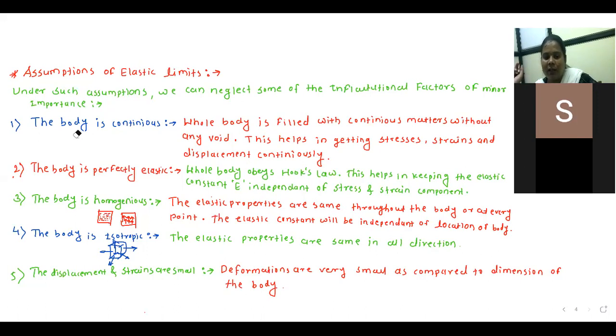Then the third assumption, the body is homogeneous. Already we have studied the property of homogeneity. Homogeneous means elastic properties are same throughout the body or at every point. And isotropic means elastic properties are same in all directions. Displacement and strains are small because our deformation is very small as compared to the dimension. That's why this fifth assumption is there.